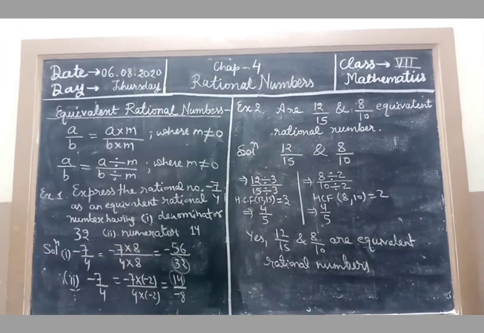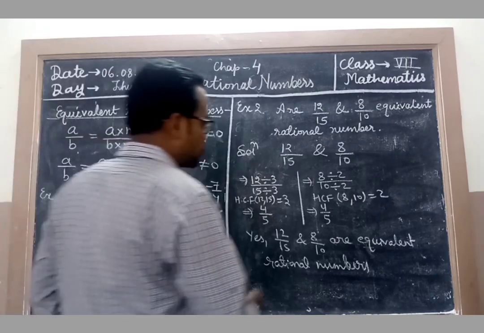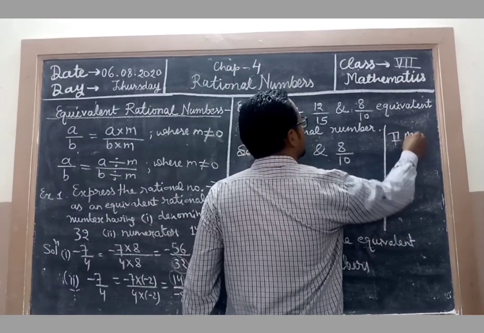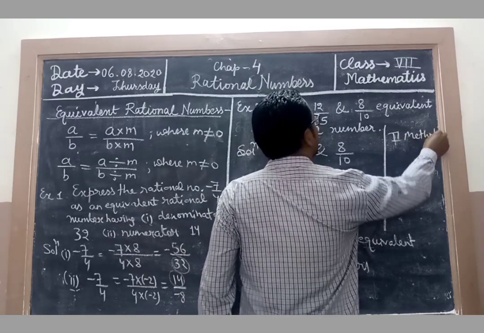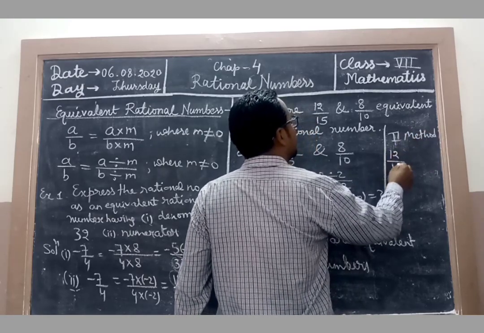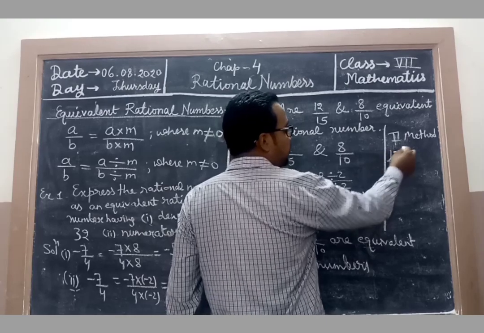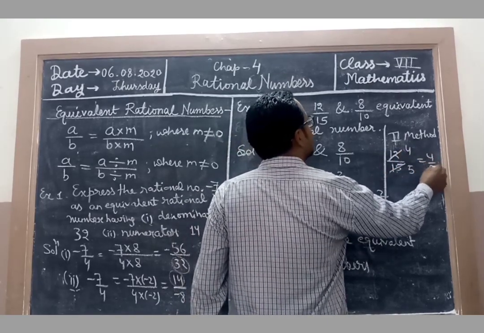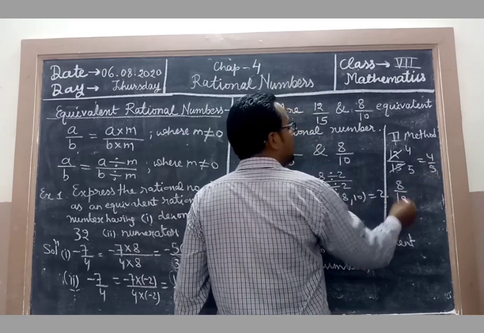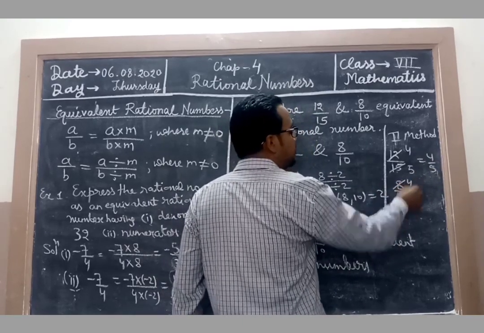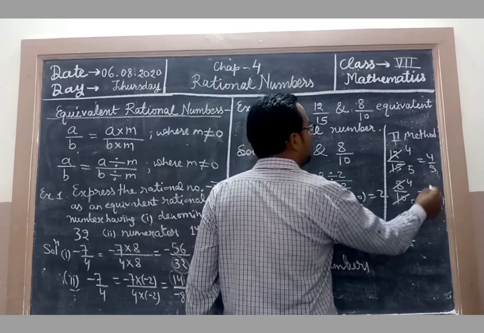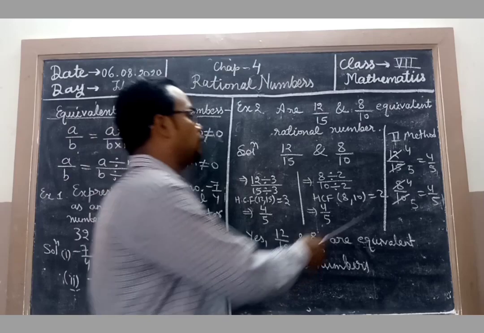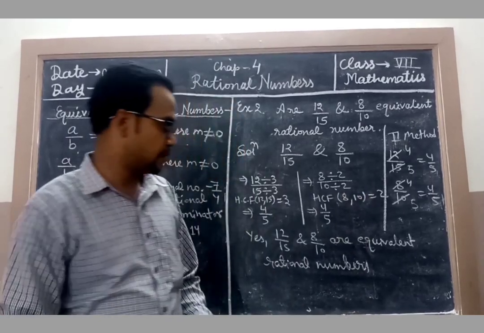Students, if you want, you can solve this question in this way also. Second method. First of all, we check 12 by 15. 12 is cut by 3, 4 times, and 15, 5 times. So 4 by 5. Now 8 by 10. 8 is cut by 2, 4 times, and 10, 5 times. Again we find 4 by 5. So both are equal. Both are equivalent rational numbers.